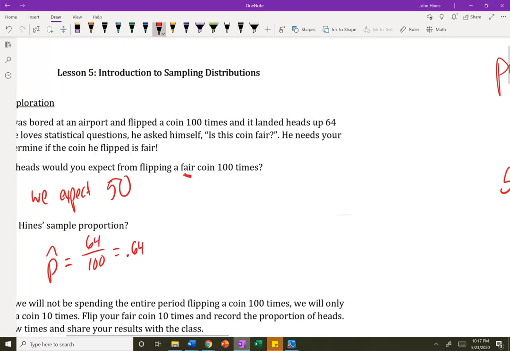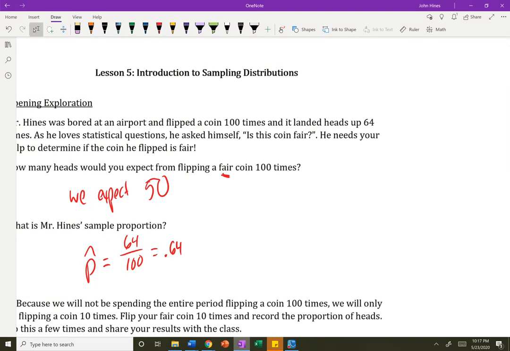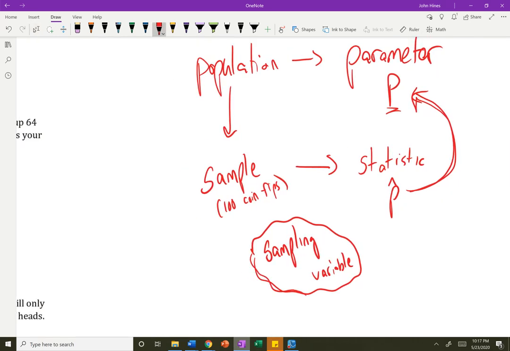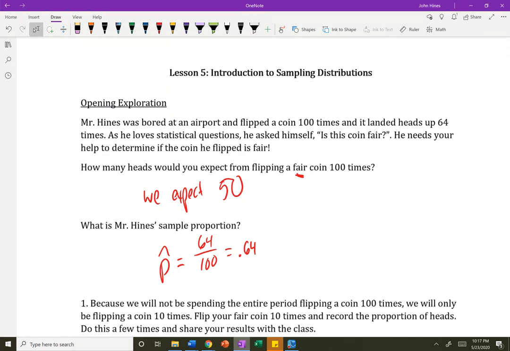Is it so extreme that I can make a comment about the parameter, or am I going to say, you know what, I don't have evidence? It was just sampling variability. It just happened by chance that I got 64%.